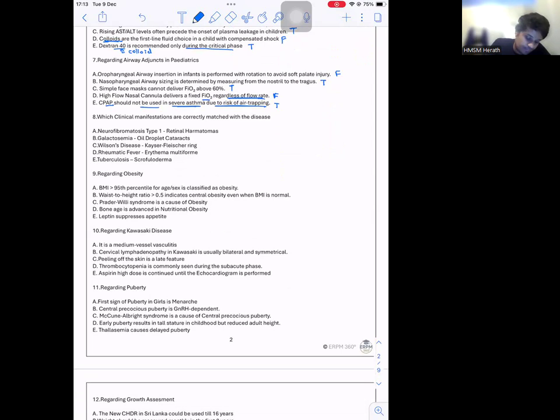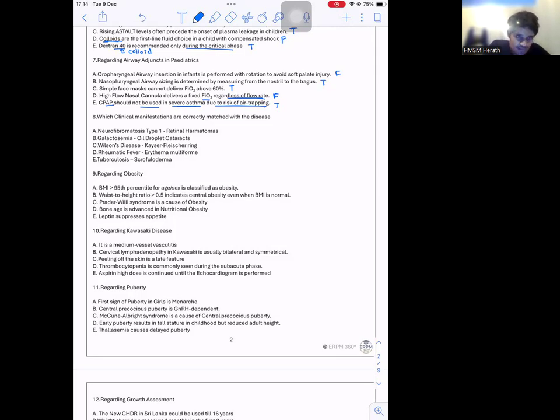Neurofibromatosis type 1 and retinal hamartomas, right? So, retinal hamartomas are a characteristic feature of tuberous sclerosis, not NF type 1, right? In neurofibromatosis type 1, there are other features like cafe au lait spots, neurofibromas, Lisch nodules in the eyes, and also gliomas, right? Retinal hamartomas you commonly see in tuberous sclerosis, so therefore this is false, right?